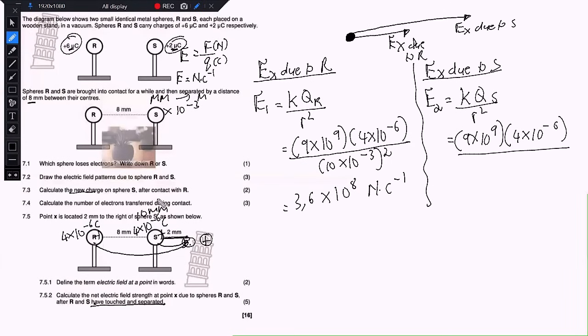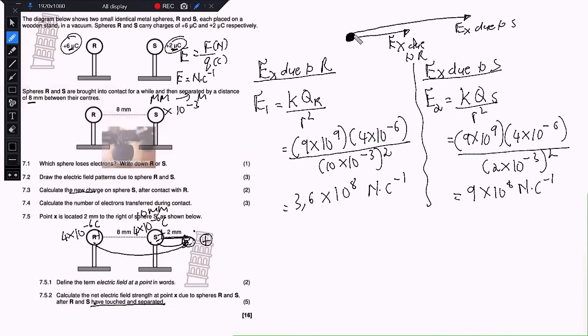But then what's the distance between X and S? So between this sphere and that point charge is 2 millimeters, which if we divide by 1,000, will be 2 times 10 to the exponent of negative 3. And then square that. Okay, so now when we punch that into our calculator, we get 9 times 10 to the exponent of 8 Newton per Coulomb.